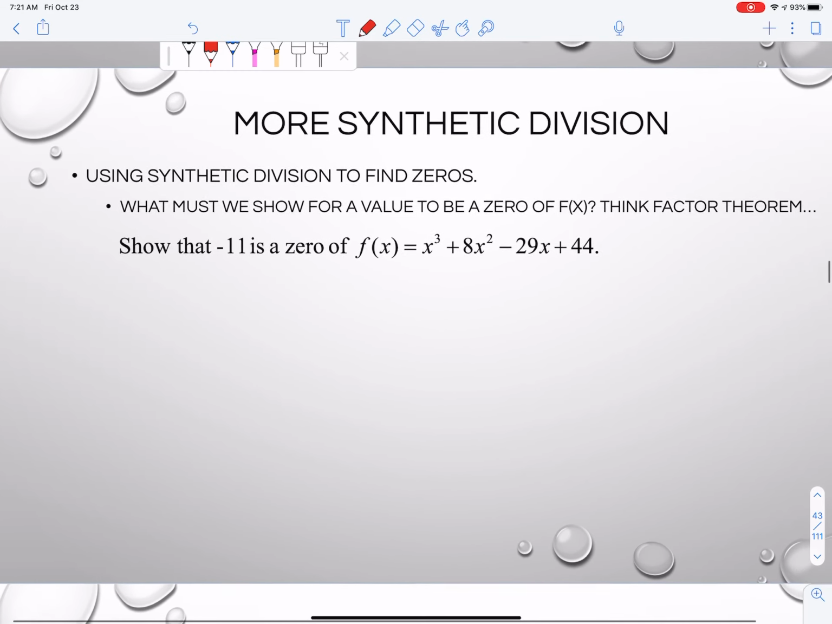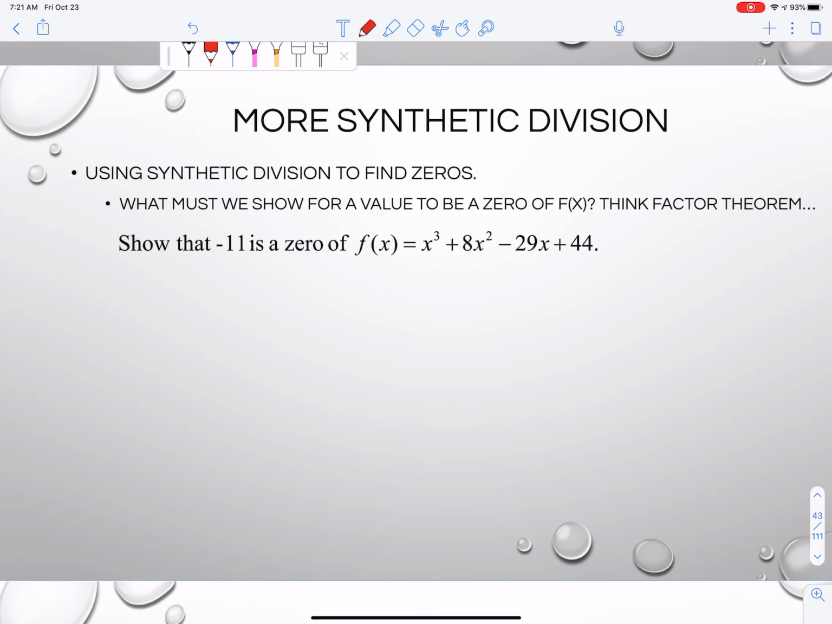All right, so let's do a little bit more with synthetic division. So I want to show that negative 11, so x equals negative 11, is a 0 of the polynomial, which is also going to imply then that x plus 11 is a factor. So I have this polynomial x cubed plus 8x squared minus 29x plus 44. Here we're going to divide by negative 11 the coefficients 1, 8, negative 29, and 44.